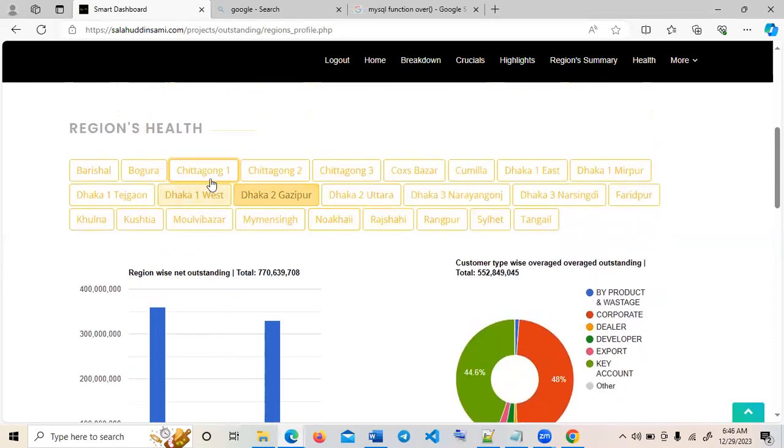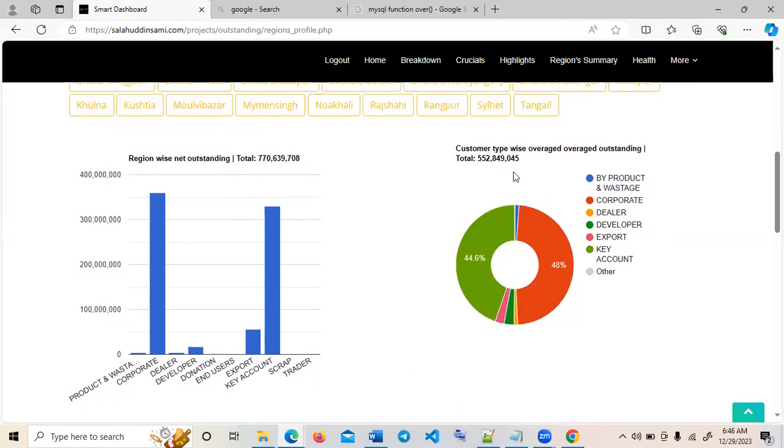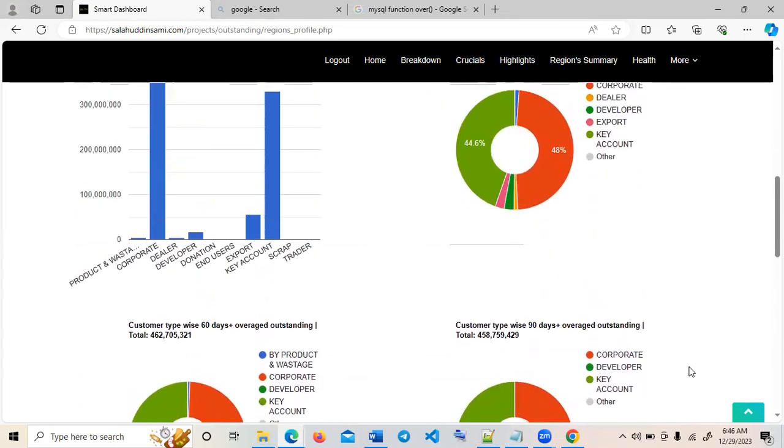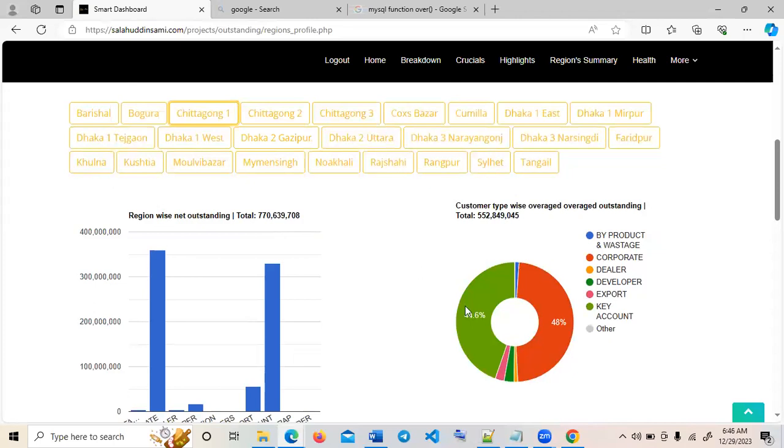Now let's see here for Chittagong. This is another region, and these are just dummy data. I'm just using them for presenting the software. This is another region where my client has business.